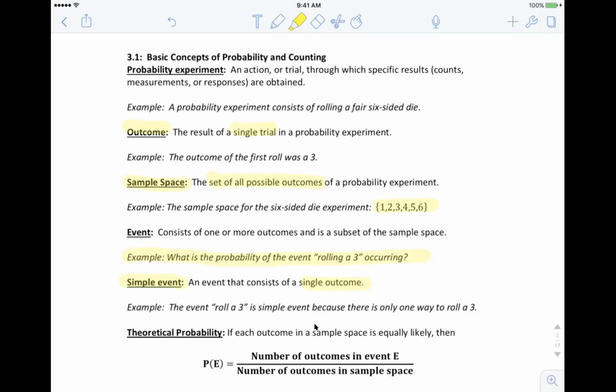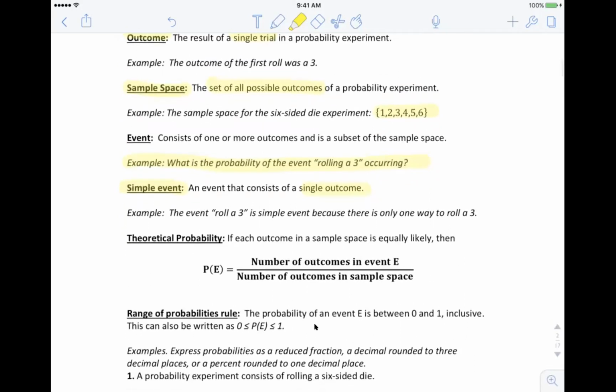Okay, and then we get to our main formula, the theoretical probability formula. This is what you're going to be using when you're calculating probabilities here in 3.1. The number of outcomes in E over the total number of outcomes in the sample space. So a lot of probability, when we do it theoretically, is counting up the possible outcomes.